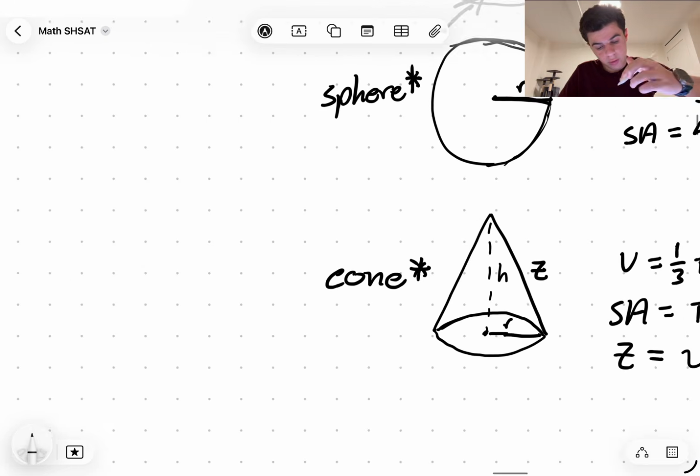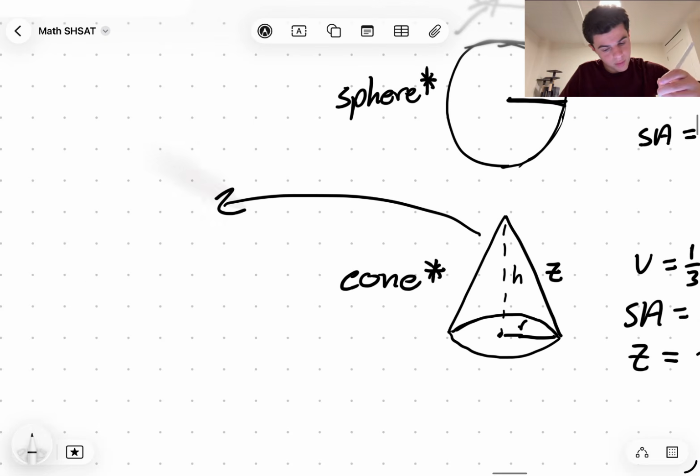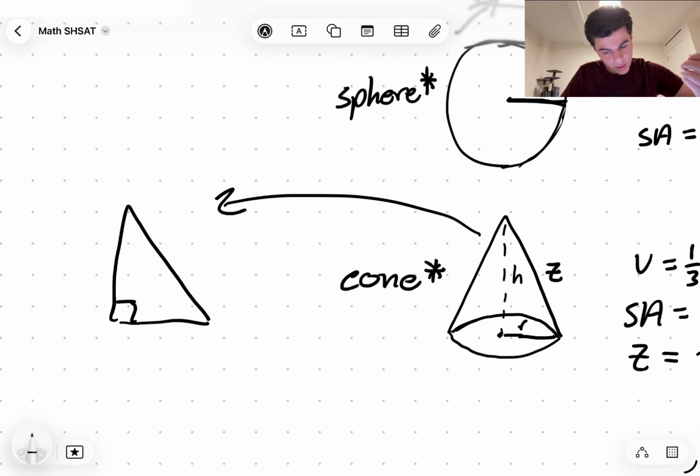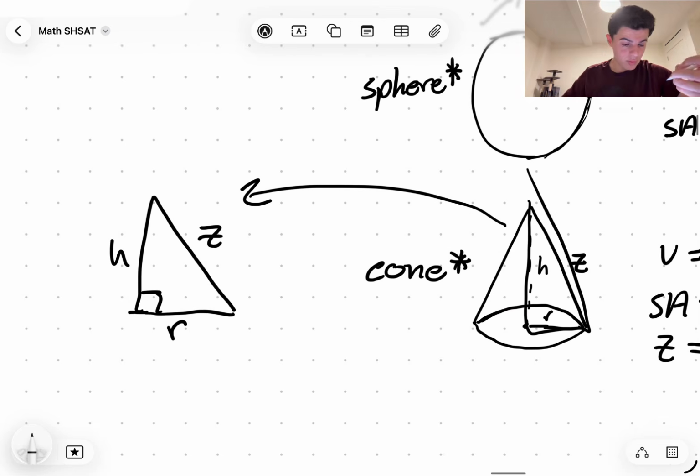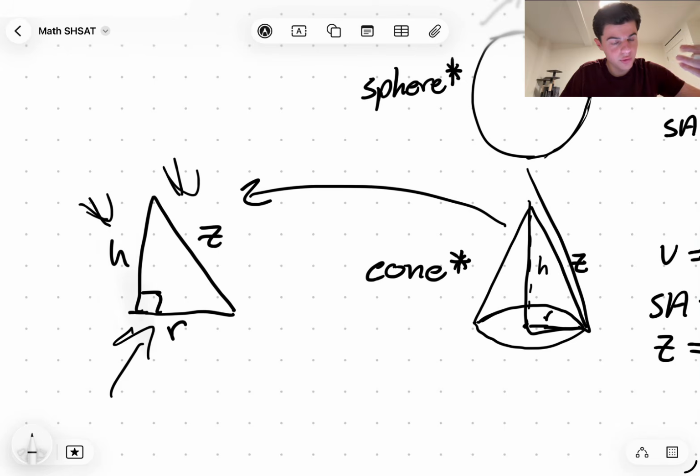And just to clarify what z is, we can draw a triangle here, right? And then we have z, r, and h. That is this triangle here. And because this is a right angle, we can use the Pythagorean theorem to find any one of these 3 when given the other 2.